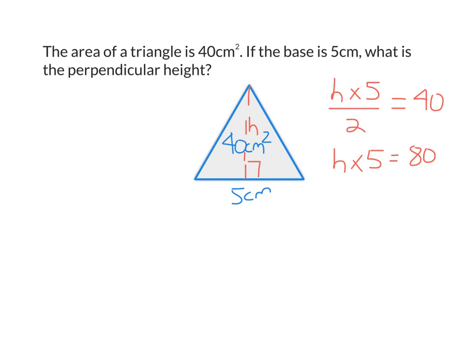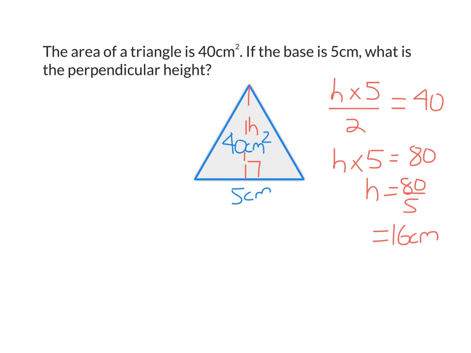So we're saying, what do I multiply by 5 to get 80? Well, that's easy. That's just 80 divided by 5, which is 16, and in this case it would be centimetres. Then we'd go 5 times 16 is 80, divided by 2 gives 40 centimetres squared, and we're done.